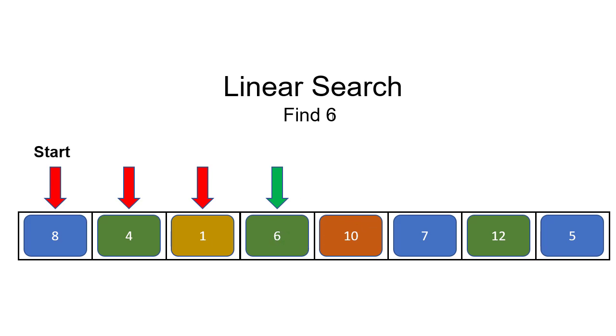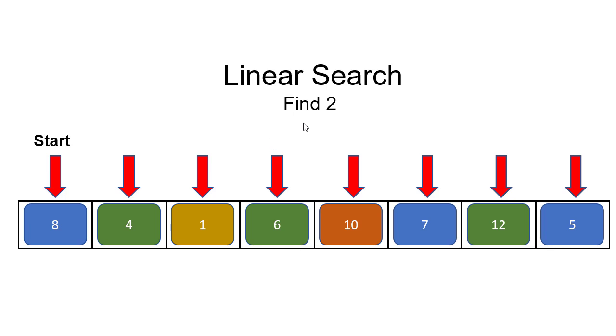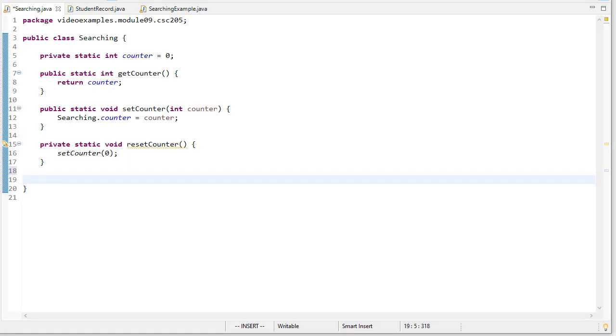Here our target is 6. We start looking at index 0, which has 8. That's not 6. 4 is next. That's not 6. 1. And then in index 3, we see a 6, and so now we're done. Now, if the target element is not in the array, we'll actually have to scan through the entire array before we can make that determination. So let's see how we would implement linear search in Java.